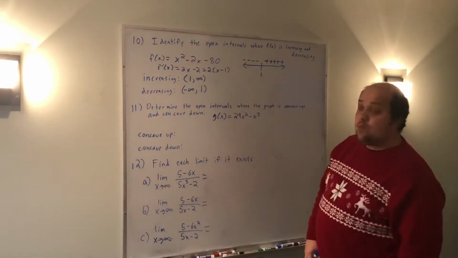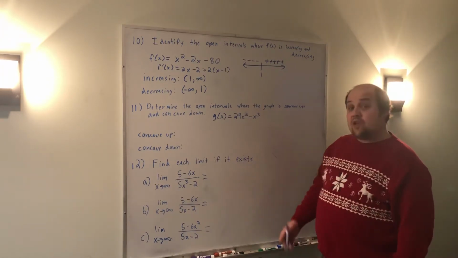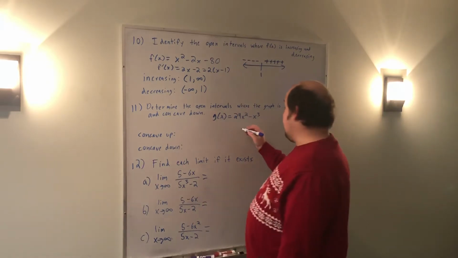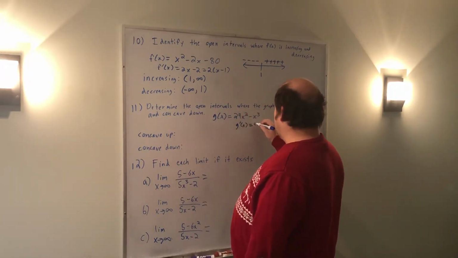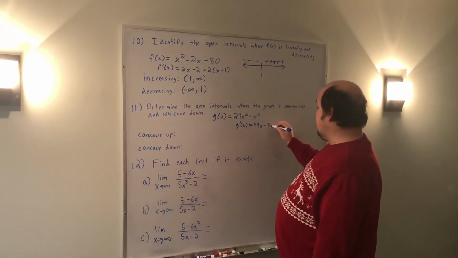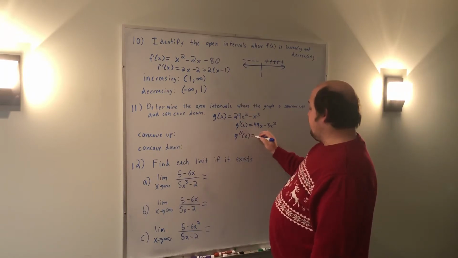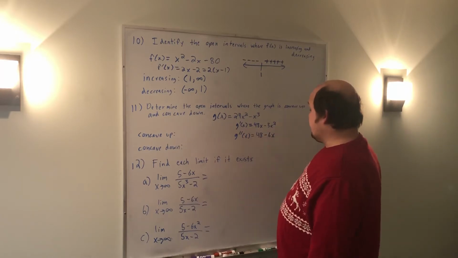For number 11, we're doing the same general thing, except we're taking a second derivative here because we're looking for concavity, not increasing, decreasing. So I start out by finding g prime of x. 2 comes down, it becomes 48x. 3 comes down, it becomes minus 3x squared. When I take the second derivative, g double prime of x, 48 minus 2 times 3 gives me 6x.